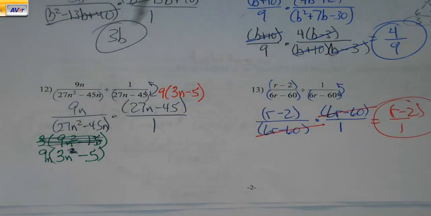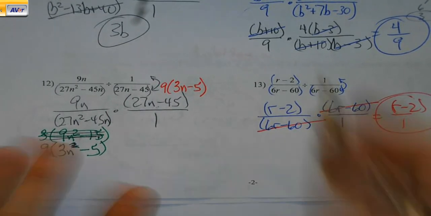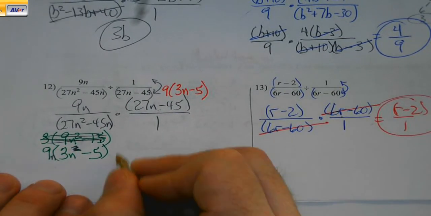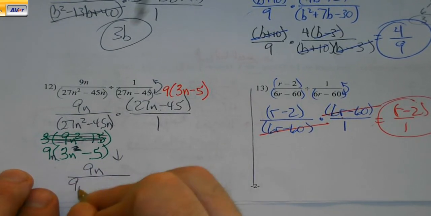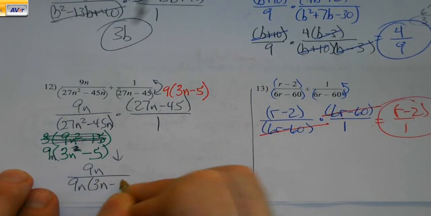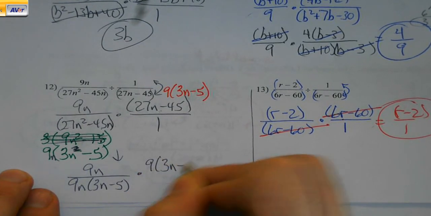So, what does that allow me to see? You're like, Harty, with the mess that you just made on this paper, not much. Well, let's try and fix that. So 9n over 9n, 3n minus 5 times 9, 3n minus 5.